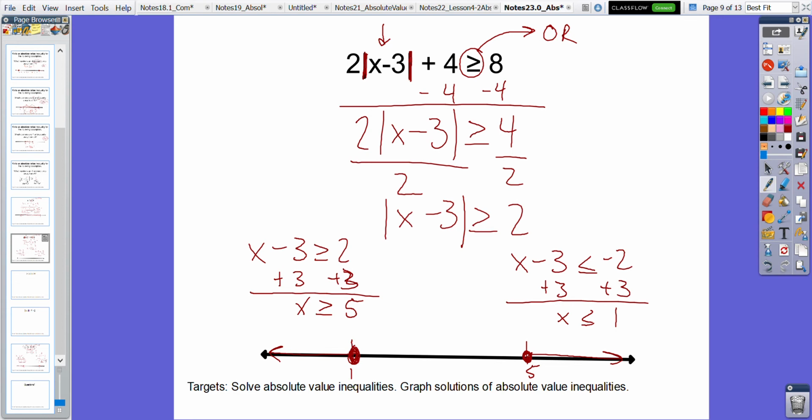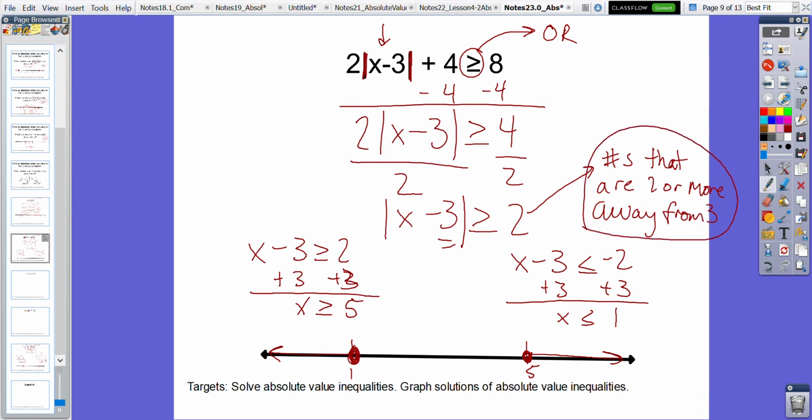Okay? And here's how we can relate this. Remember, we said earlier that if we look at this inequality, this would be my numbers that are 2 or more away from 3. Okay? We can see that. So once again, this is translated as numbers that are 2 or more away from 3. So if we know that that's what that's going to look like, we can just go ahead and graph it. I just solved it so that way you guys can see how I end up with these numbers.